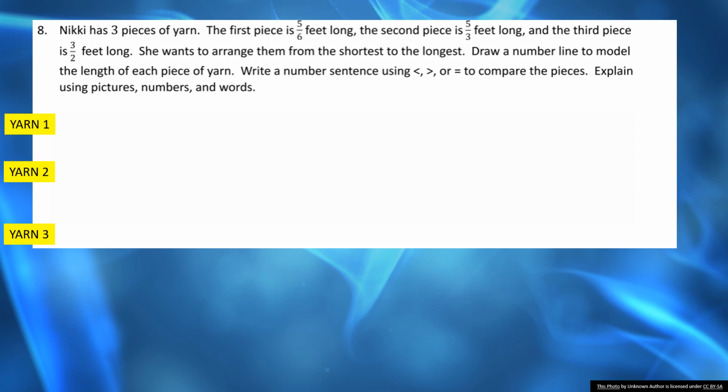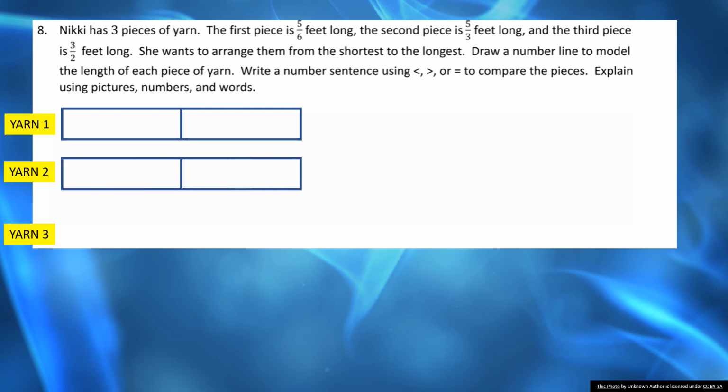Now, I'm going to ask that you draw 2 rectangles to represent each piece of string. So this would be the first piece of string. All right, now we're going to draw 2 rectangles again to represent the second piece of string. And for the third piece of string, we're going to do the same thing. 2 rectangles to represent the third piece of string.